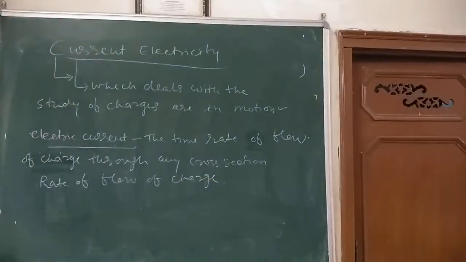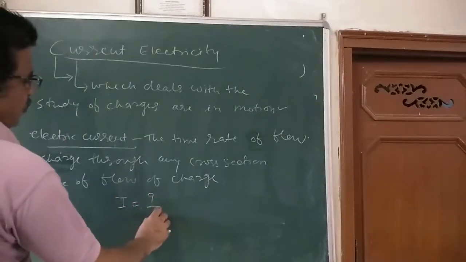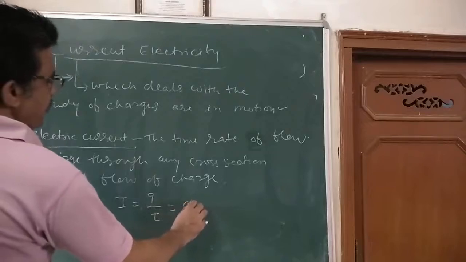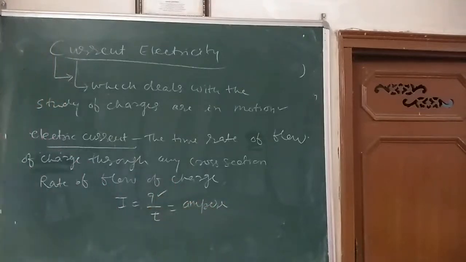So I can say the value of current here, I is equal to charge upon time, that is in ampere. The unit of charge is coulomb, the unit of time is second. So it is the value of current here.